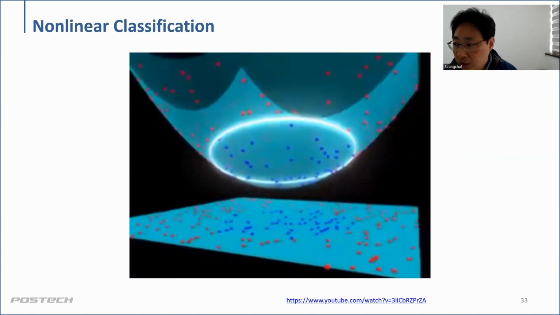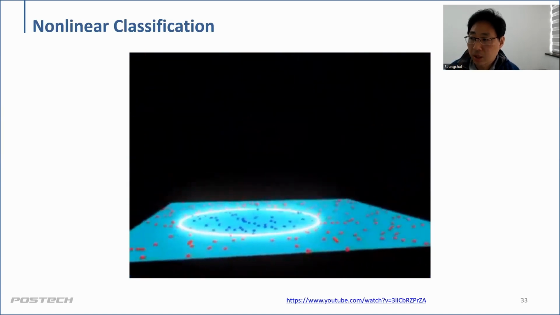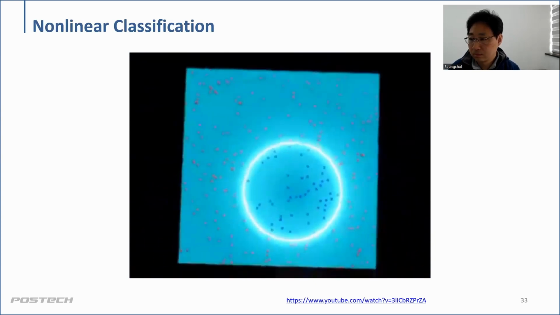Now it's going back to the original space. Now that boundary looks nonlinear. So that's done with the nonlinear classifier. There are no such nonlinear classifiers. The only method you have is the linear classifier. And before that, you have to come up with good kernels, right? That's the additional thing you're supposed to have when it comes to a nonlinear classification problem.